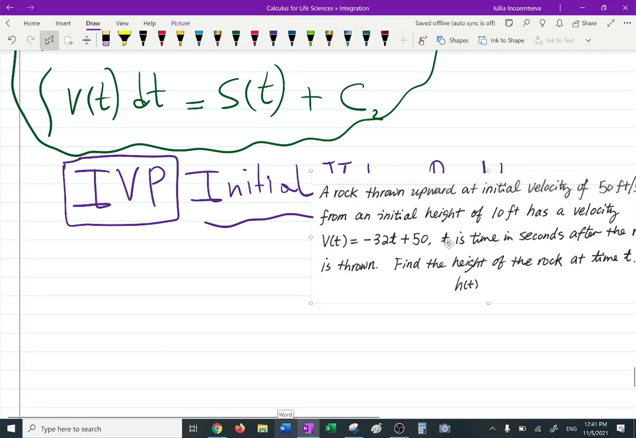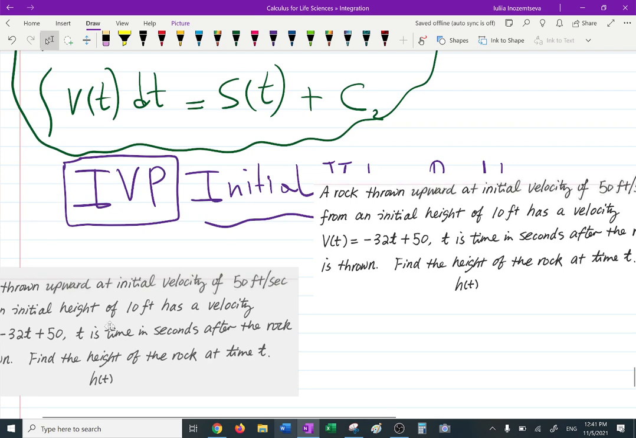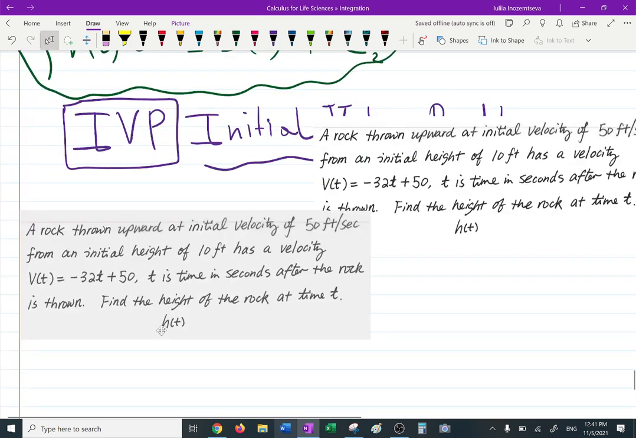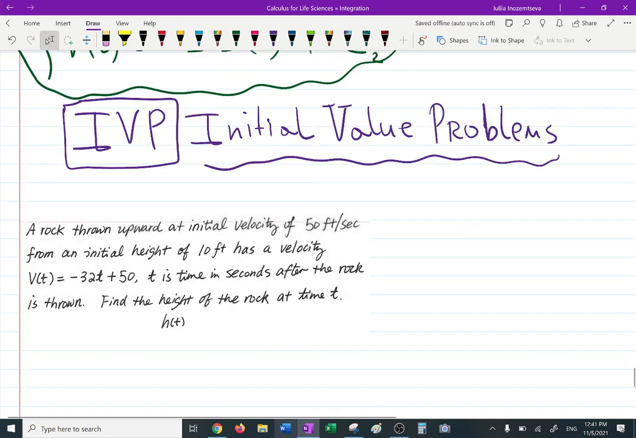That was complicated. A rock is thrown up with the given initial velocity. So the initial value is given, and this is the initial value of the velocity.